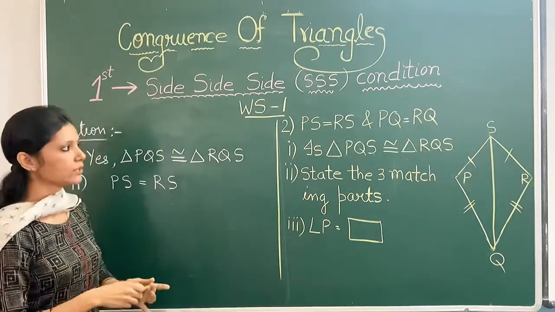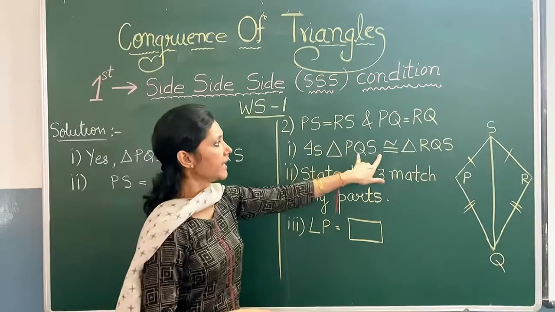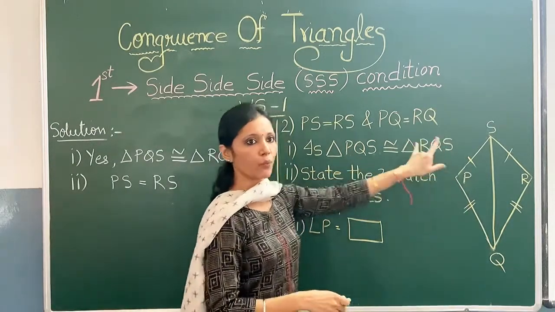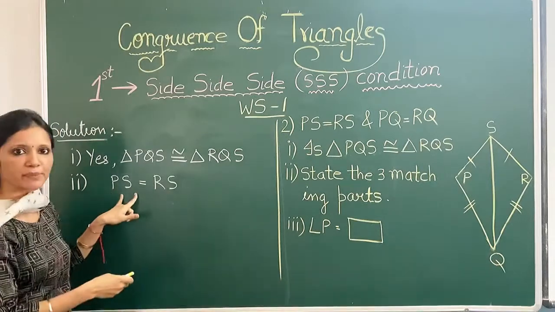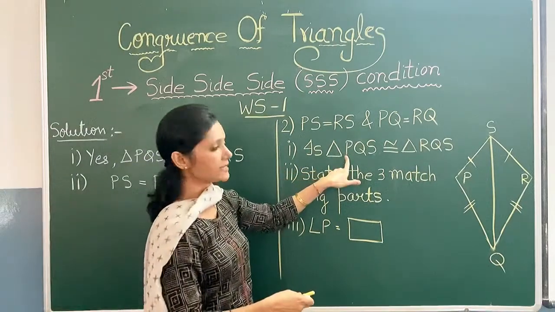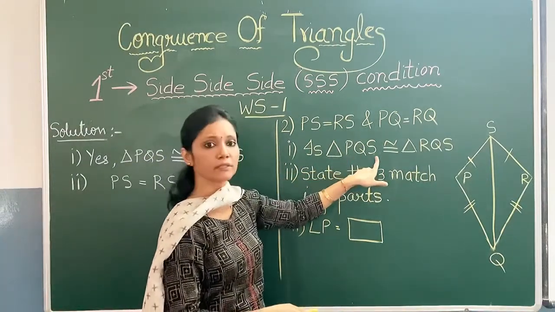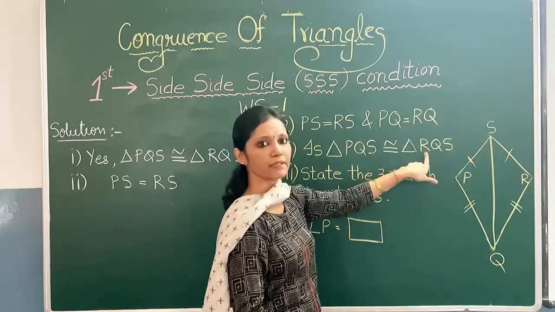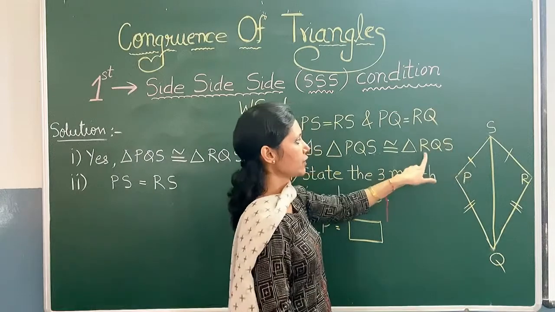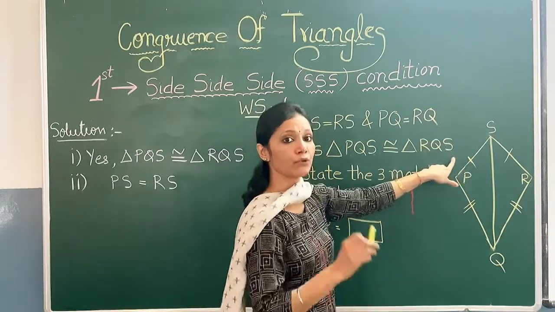Or what you can do is just look at the names of the two triangles. Once you write one side of the first triangle, you've written the first side as PS. Now here P is in the first place and S is in the third place. So on the other side also you take the alphabet in the first place and the third place. So the order would be RS and not SR.